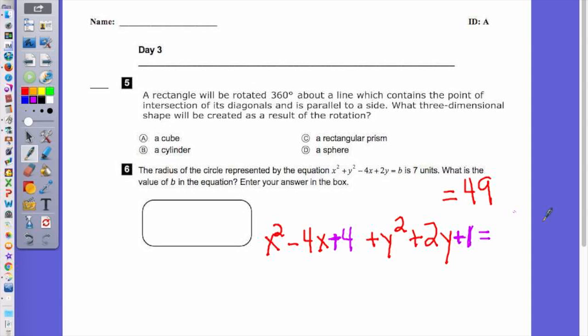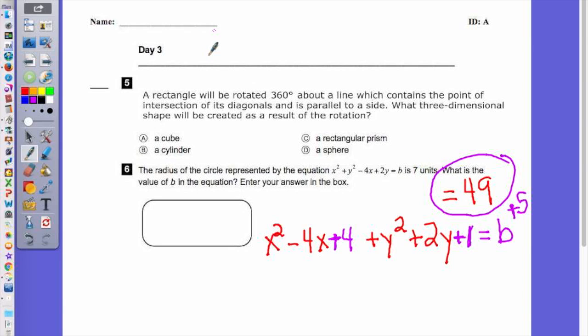Now here's the thing. You have b over here. Remember, your original equation had b. But you've added 5 to the left side of the equation, correct? So you need to add 5 to the right side of the equation. Where did you get 49? Okay, look at the original problem. This has to be equal to 49 because the radius is 7.